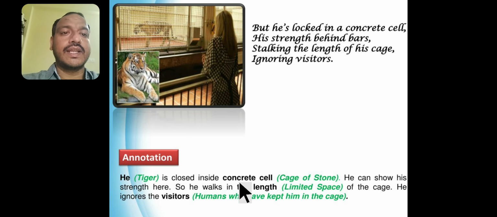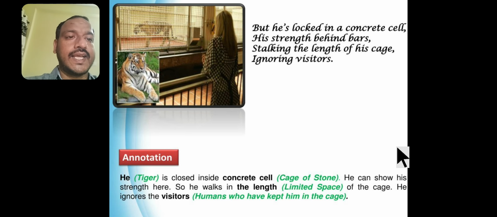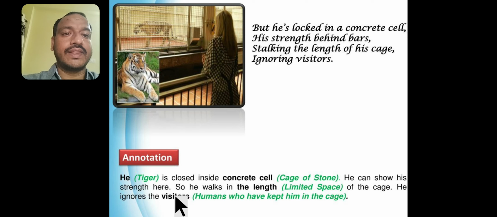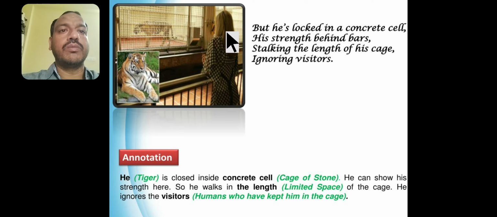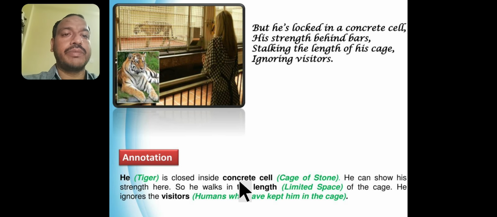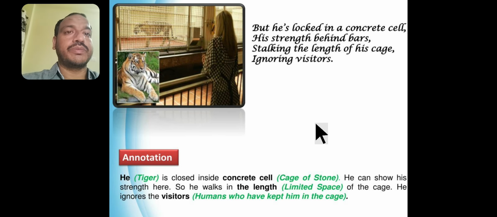So the tiger is closed inside the concrete cell. He can show his strength here. So he walks the length of the cage. He ignores the visitors. So he moves within the cell, from here to there and there, just ignoring the visitors, which means he doesn't care about the visitors because his strength is not shown in the cage.